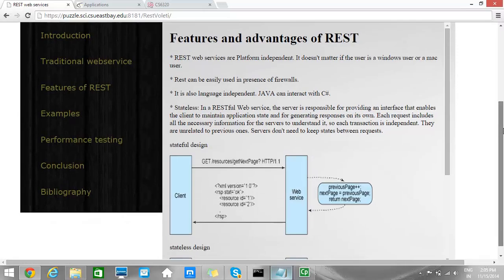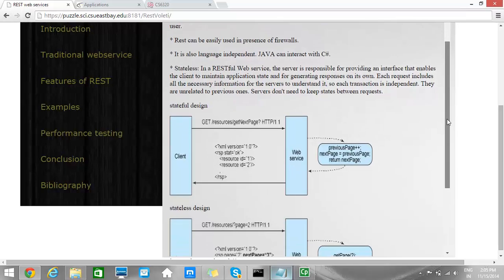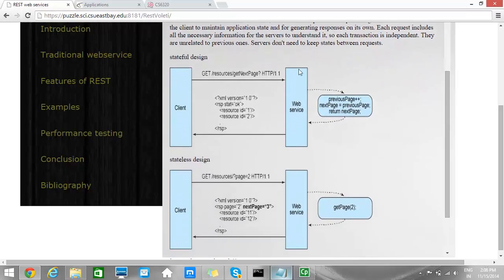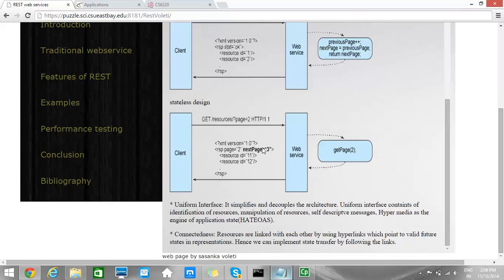One more main advantage of REST is that it is stateless. In RESTful web services, the service is responsible for providing an interface that enables the client to maintain application state and for generating responses on its own. Each request includes all the necessary information for the server to understand it. So each transaction is independent. They are unrelated to previous ones. This is the design of a stateful service, and this is the design of a stateless one. Hence, the main reason for using REST nowadays is its stateless design.